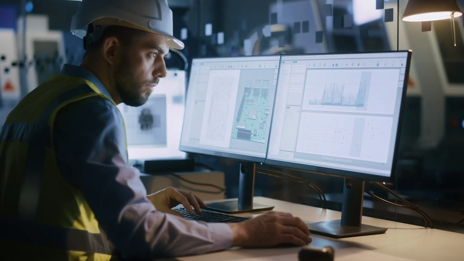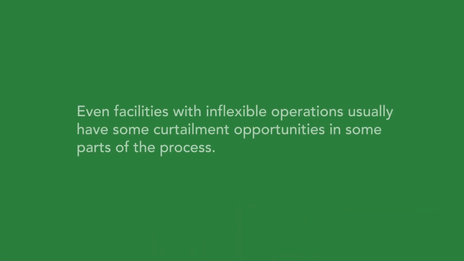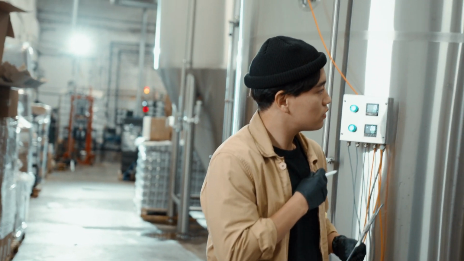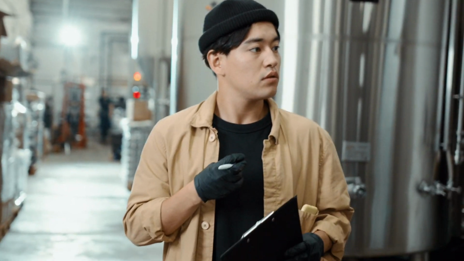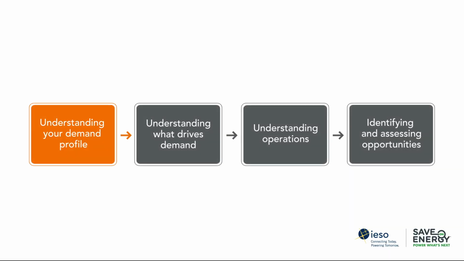Throughout the planning process, it's important to remember that even facilities with inflexible operations usually have some curtailment opportunities, even if only in some areas or parts of the process. By using the four-step framework, you may find that you have the flexibility in your facility to take advantage of curtailment opportunities. The first step is to ensure you understand your demand profile.